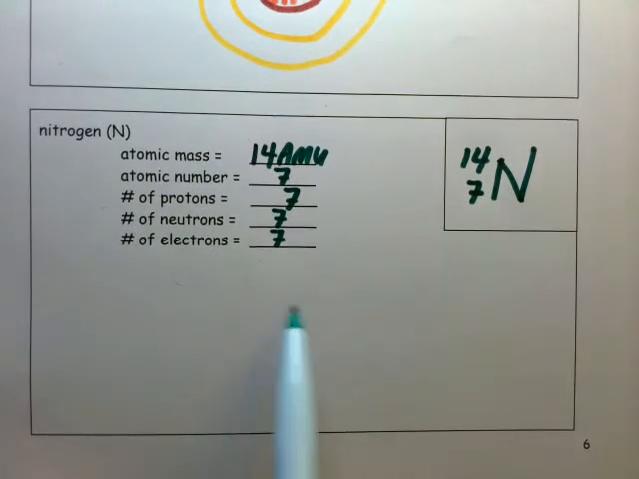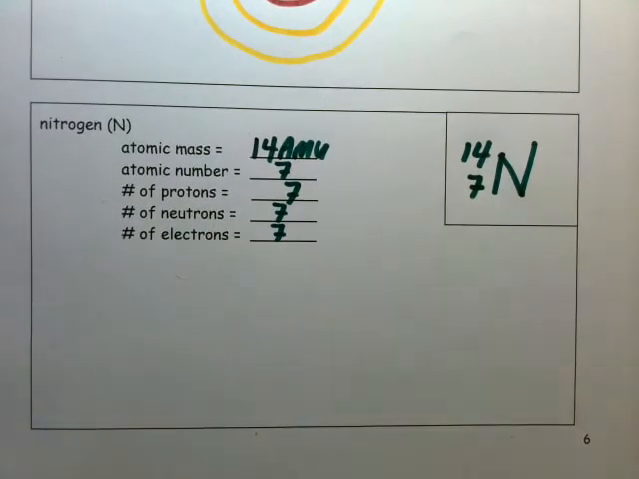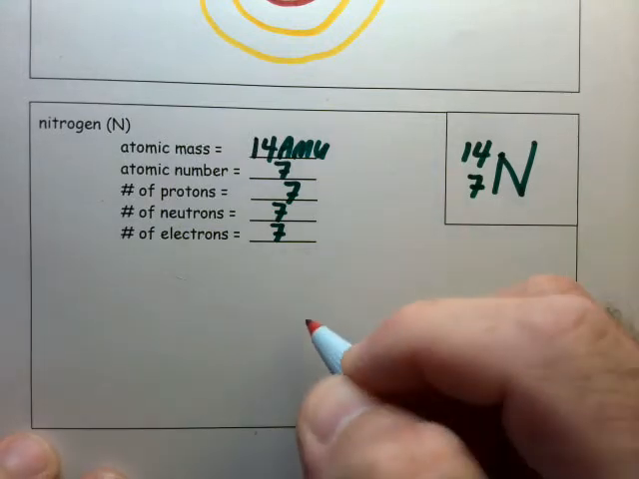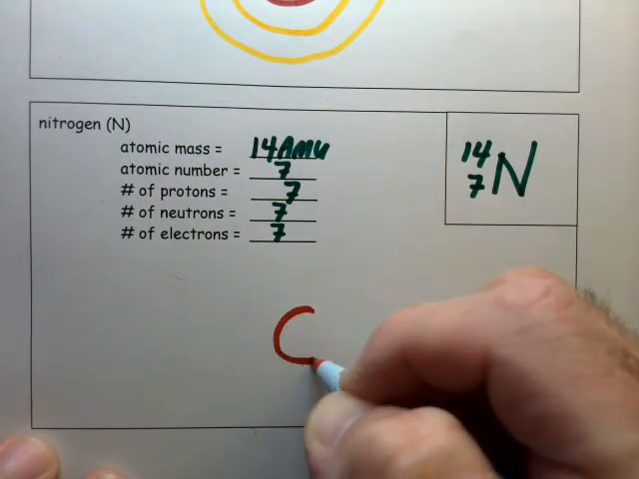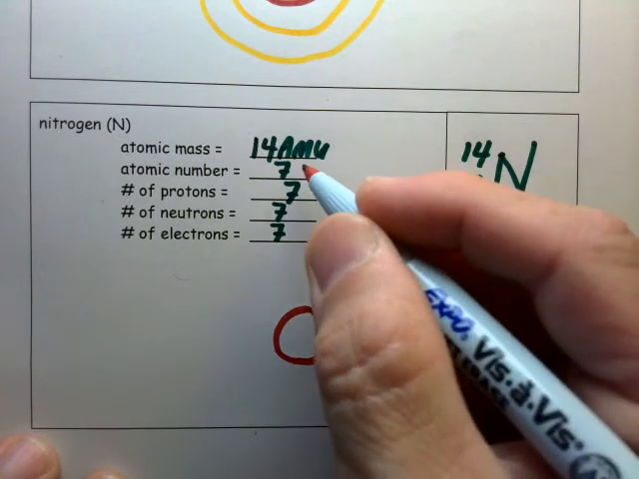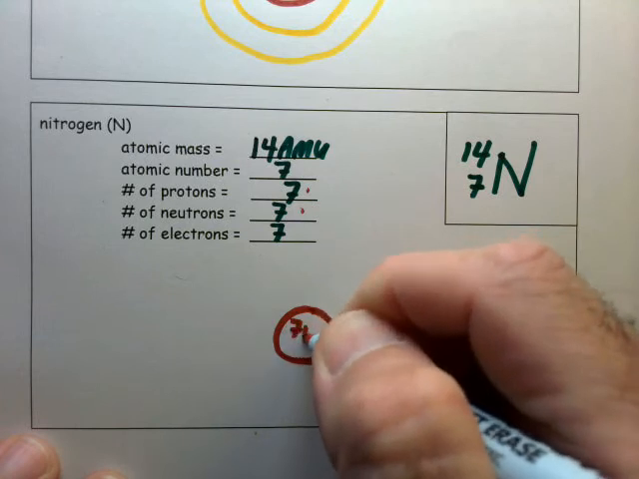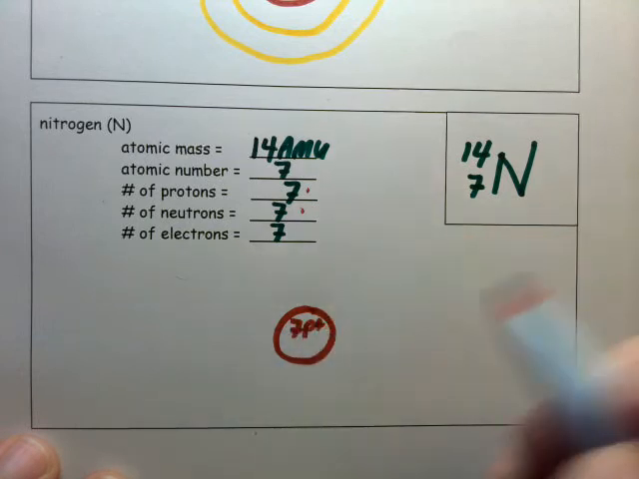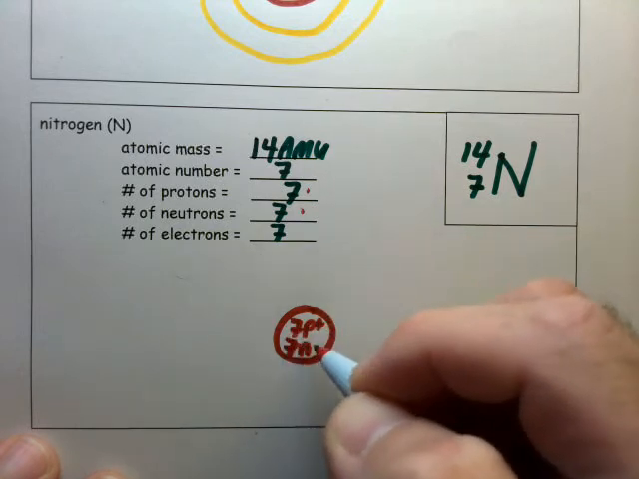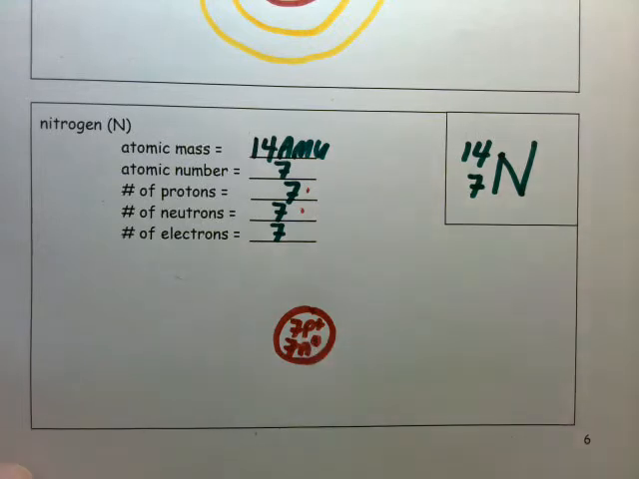But what I'd like to do down here in this space is actually draw the nitrogen atom. So let's take the parts and put them together in the right way. I've got a nucleus. In that nucleus, I've got 7 protons and 7 neutrons. So 7 protons, again a P with a plus sign. 7 neutrons, an N with a 0 sign. There's my nucleus.